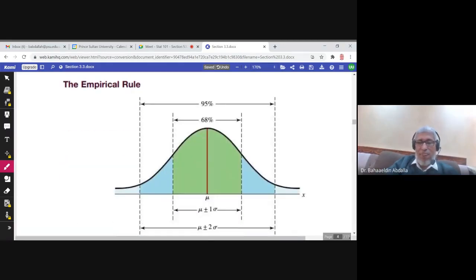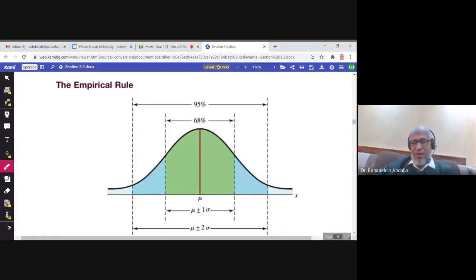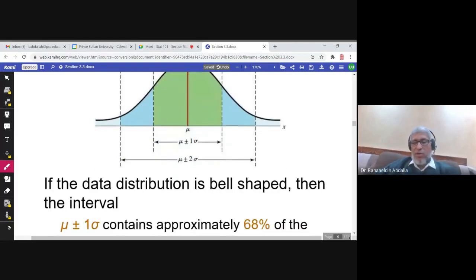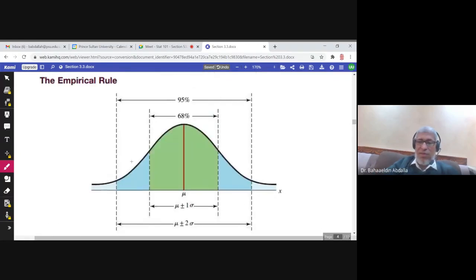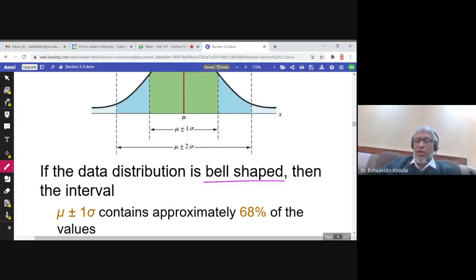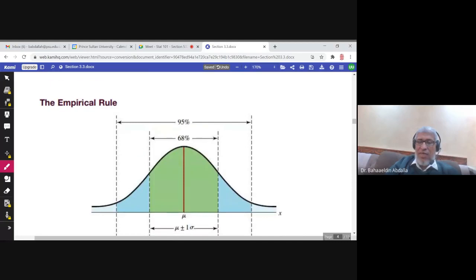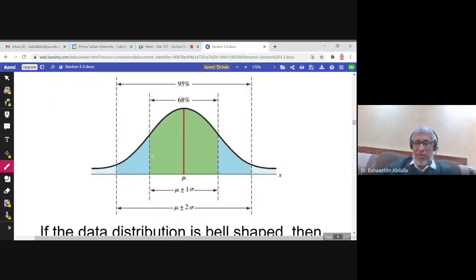Okay. The second point in this section is about the empirical rule. The empirical rule is a rule used for bell-shaped distributions. So we use this rule only with bell-shaped distributions. We will study in detail bell-shaped distributions in chapter 6, and we will see exactly why these percentages are correct.